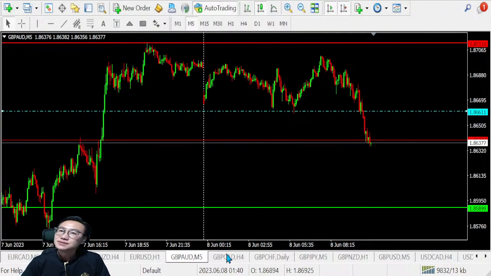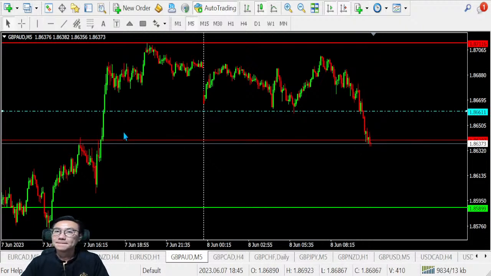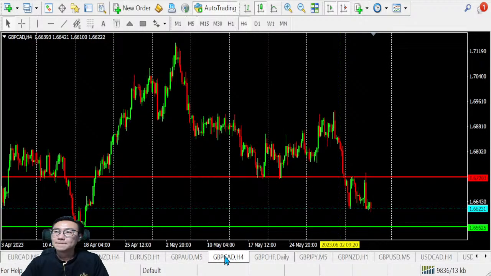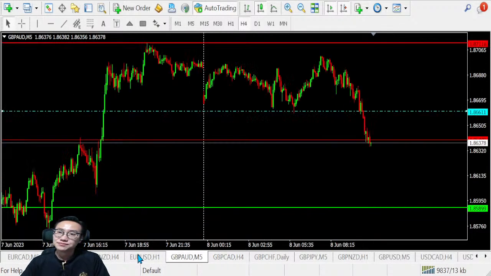Pound Aussie. The only thing that is moving is the Pound Aussie.